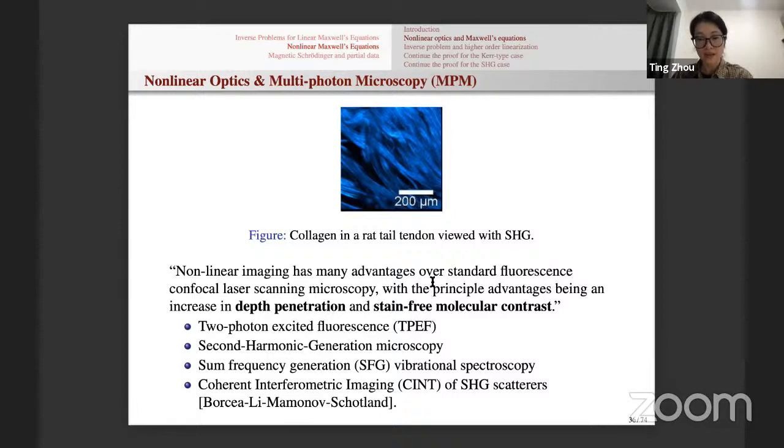And the advantage of that, in principle, is that it has better depth penetration, so you can look deeper, and also stain-free molecule contrast that allows you to use less contrast fluorescence, for example. Okay, so I hope this convinces you that sometimes using the nonlinear property of the object as an imaging method could give you different information about this material.